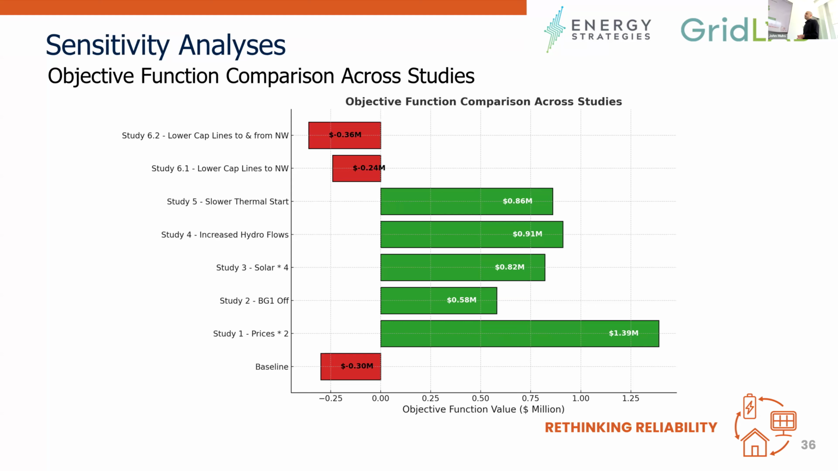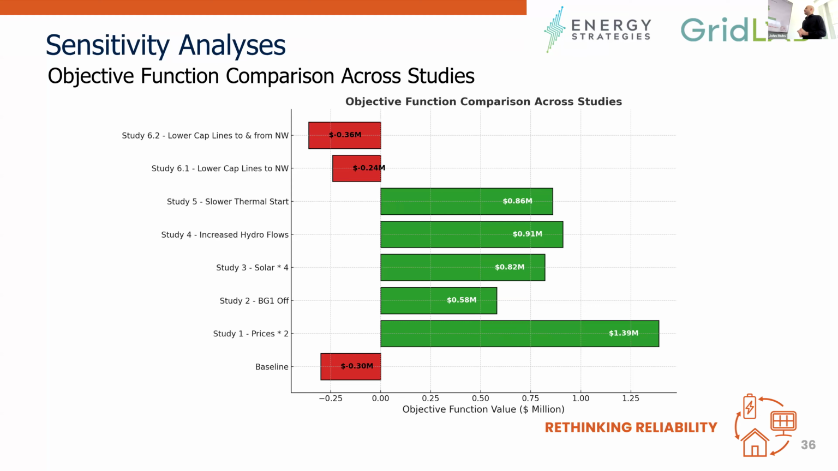When we turn off the big gas 1 unit, the objective function or the system value decreases significantly, obviously because we don't have enough generation to sell at the power market, so less profit. And in study 3, solar times 4, for the same reason, we have more generation. And we have then study 4, increased hydro flow. We have slightly more generation in this study. And you can see that the increase in the objective function is also very small.